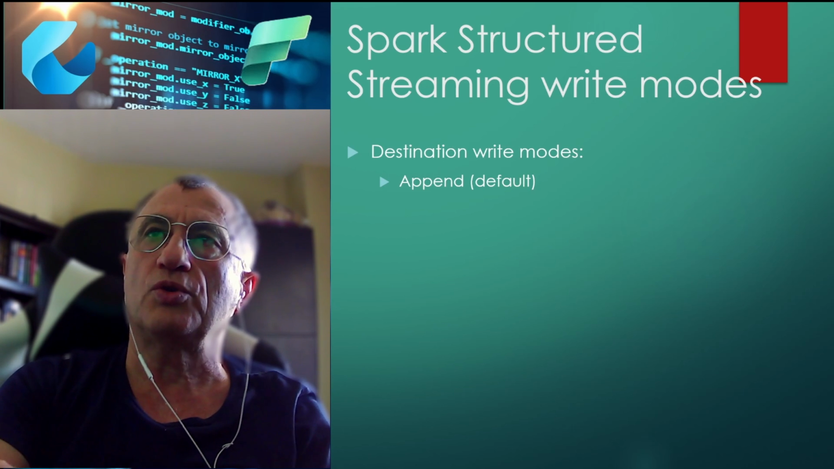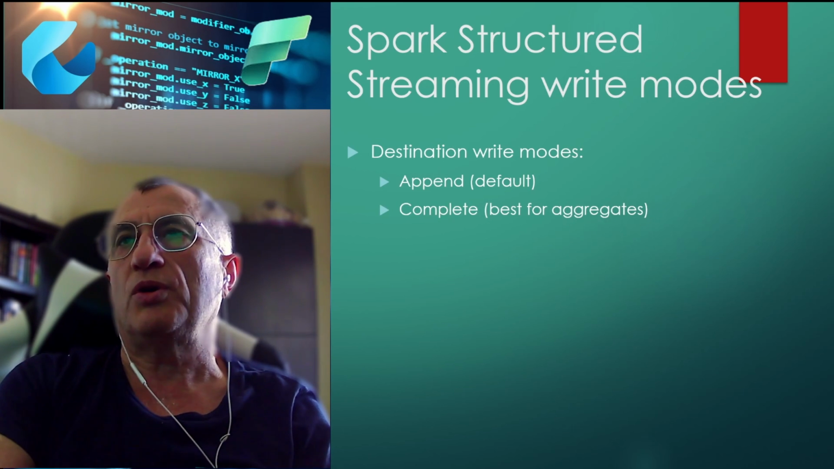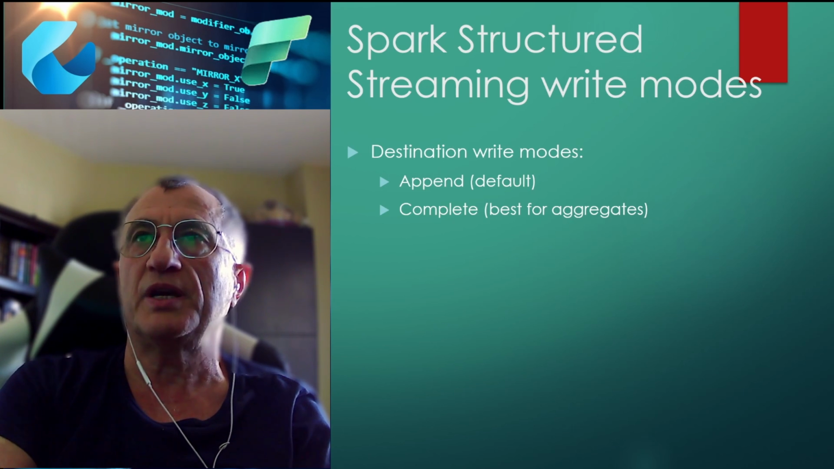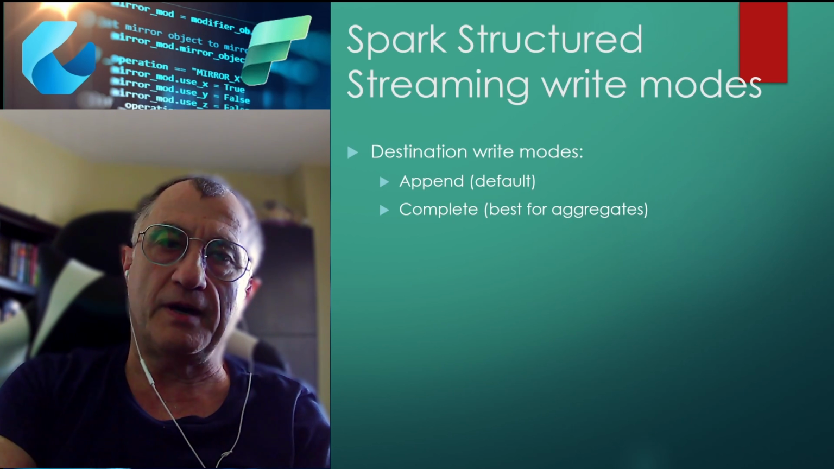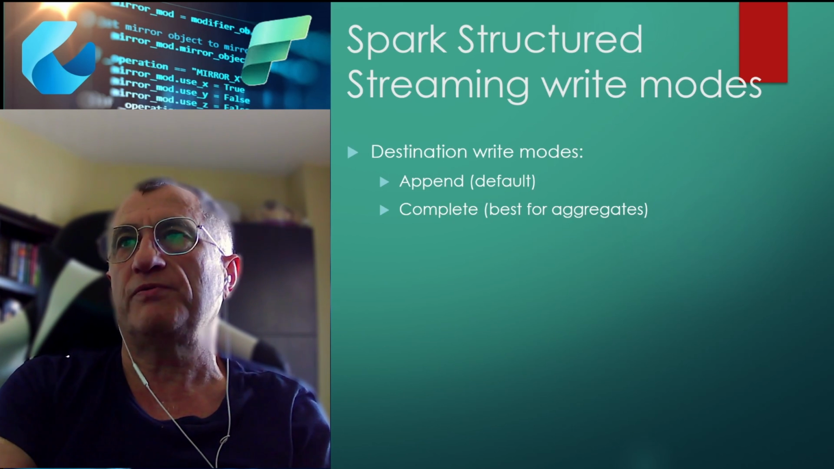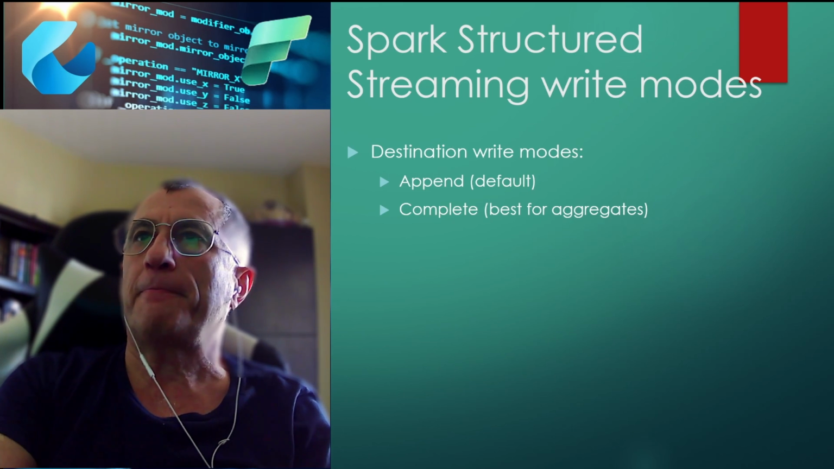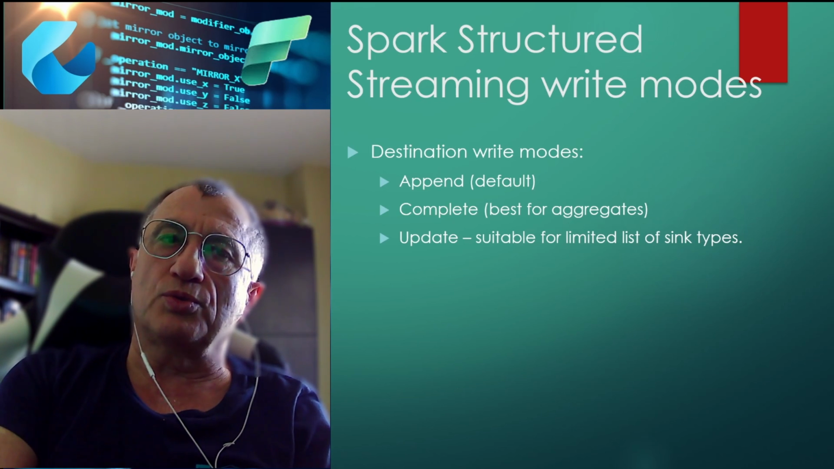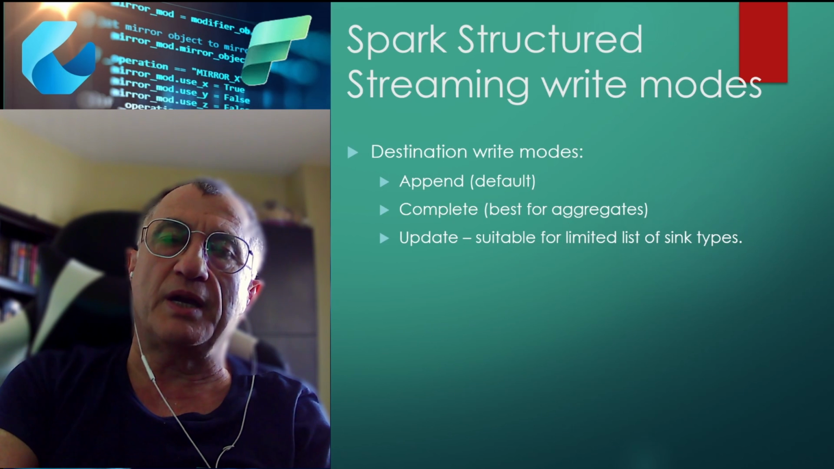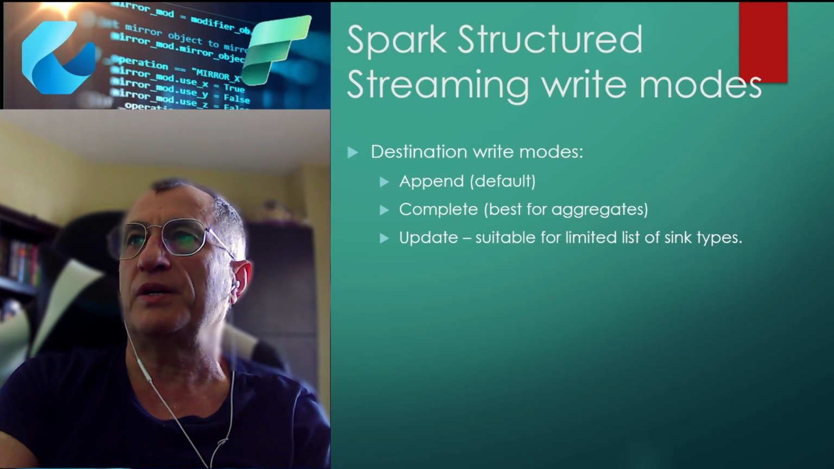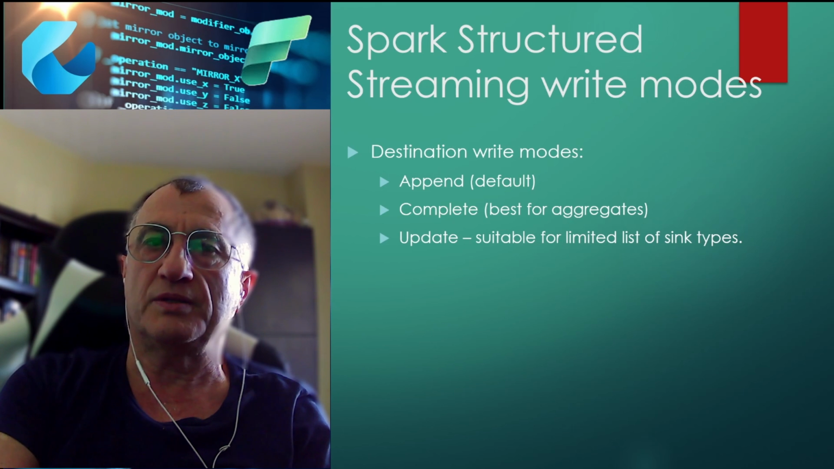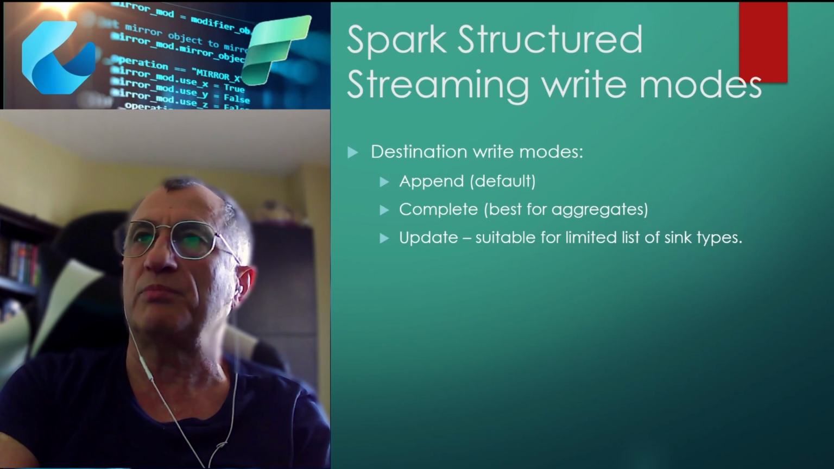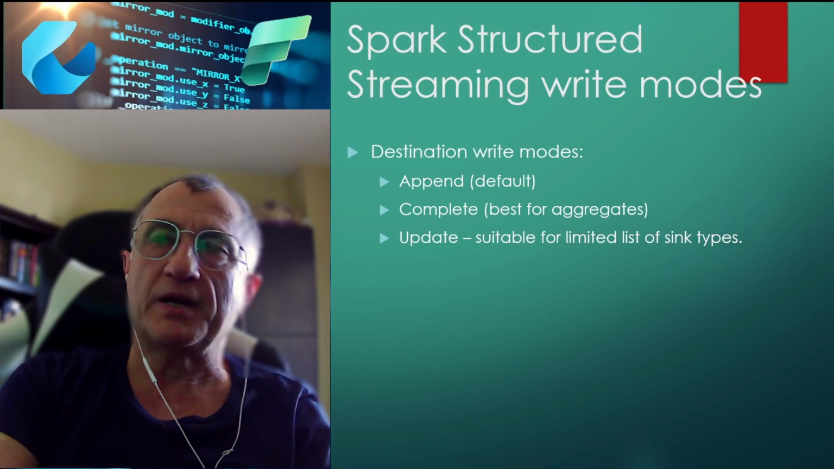Then there is complete mode, which assumes that the data you are writing to the destination is much smaller than your source data. So this is best suited for aggregations. And then there is the update method, which allows you to transfer data updated in the source. However, it's not available for all destinations. To give you an example, you cannot use the update method for Lakehouse tables.